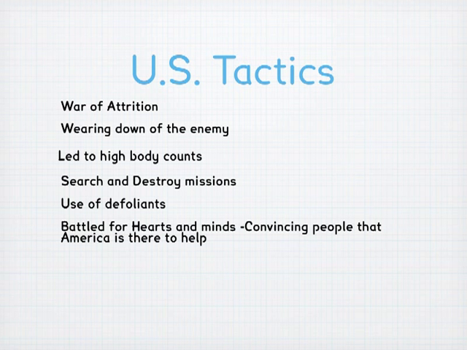They used defoliants such as Agent Orange, which would destroy the jungle, such as napalm, which would burn the jungle, and tried to remove all the cover that they could. They spent some time battling for hearts and minds, trying to convince the people that America was there to help, but they never really managed it.